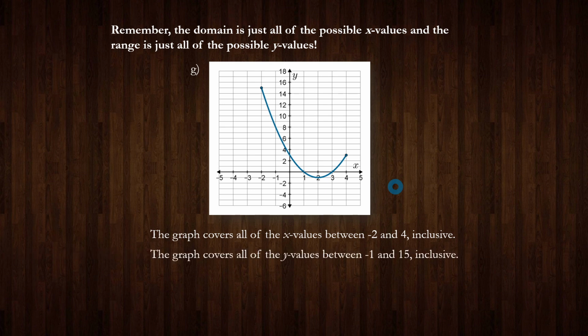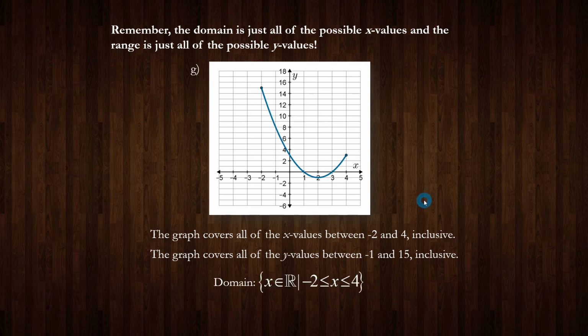And our range, well, the lowest y value we have actually occurs right here. That's a y value of -1. And the highest y value is up here, which looks like it's at 15. And because we have this nice, smooth, continuous graph, we have points that correspond to every single y value from -1 up to 15. I can always, for any of these y values, find a point on the graph that has that y value, which means our range is everything from -1 to 15, including those values.